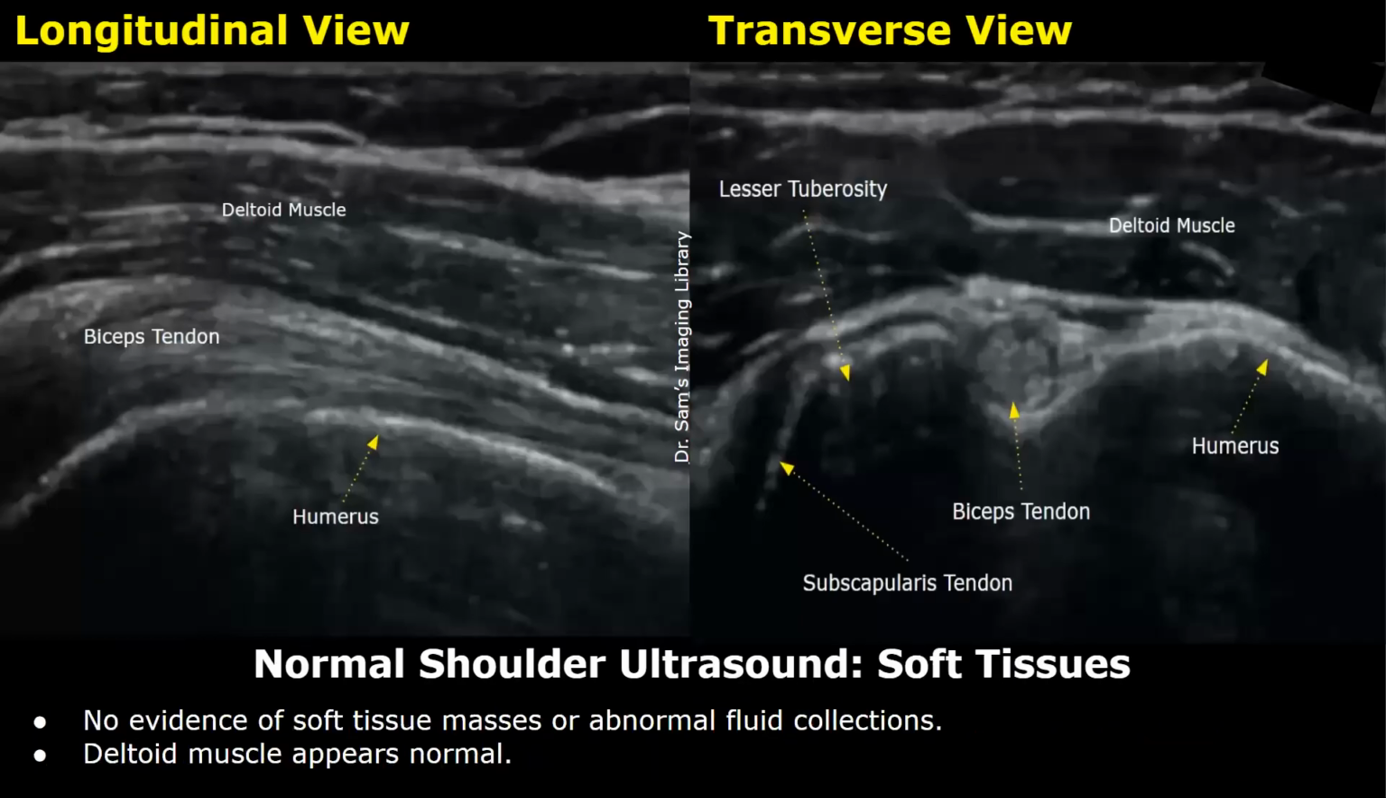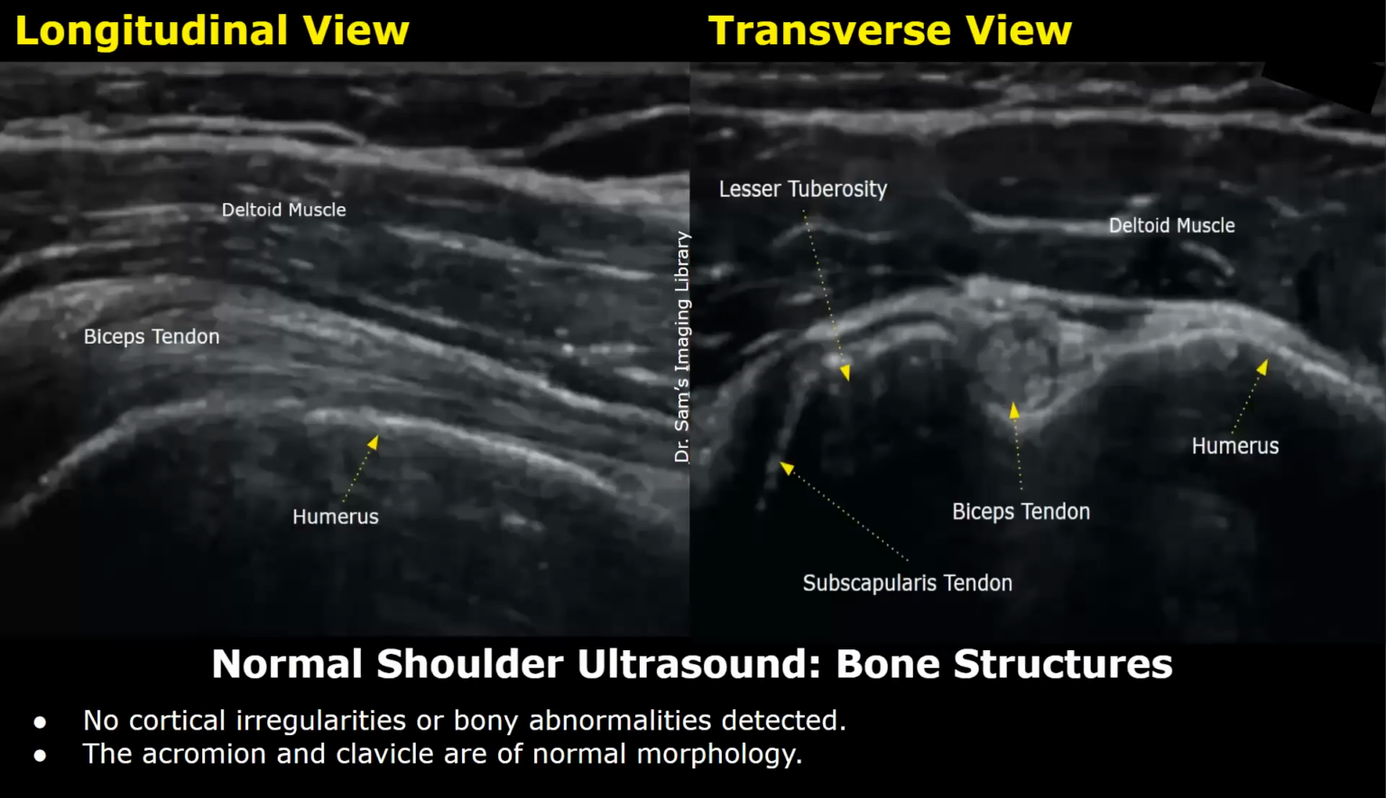Then you can write about soft tissues, no evidence of soft tissue masses or abnormal fluid collections. Deltoid muscle appears normal. You can also write about bone structures, no cortical irregularities or bony abnormalities detected. The acromion and clavicle are of normal morphology.